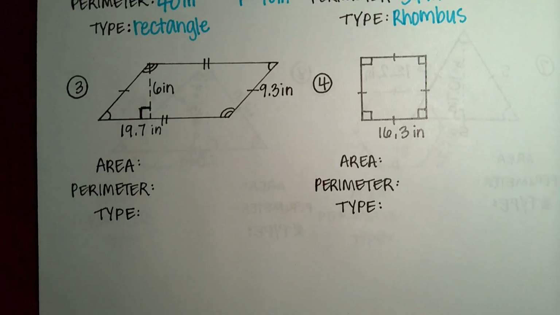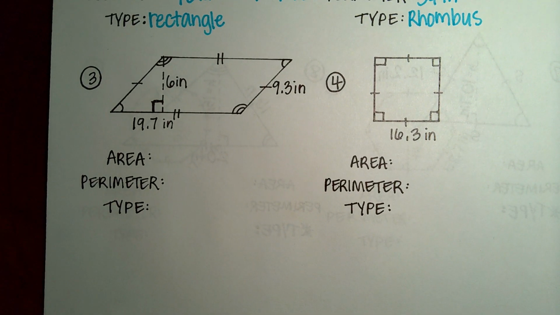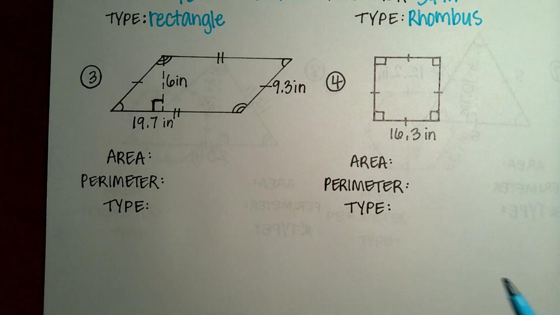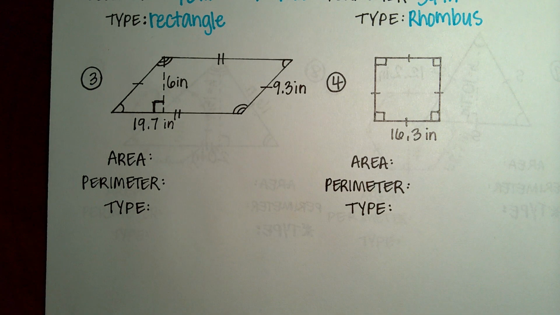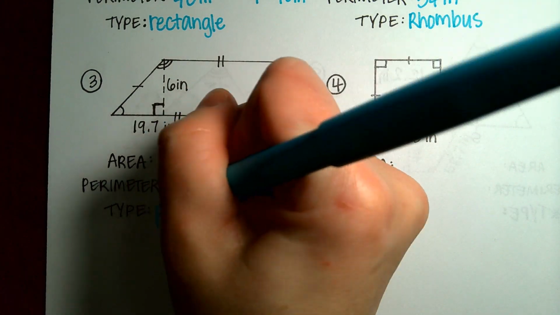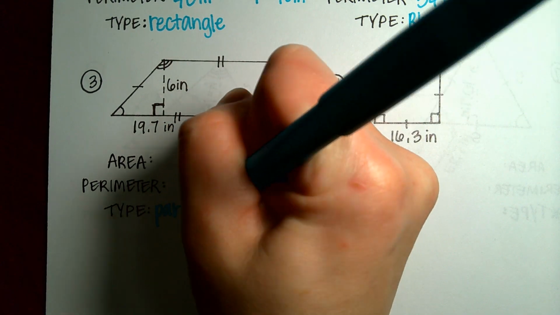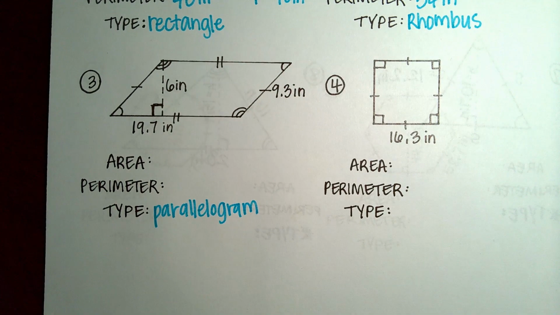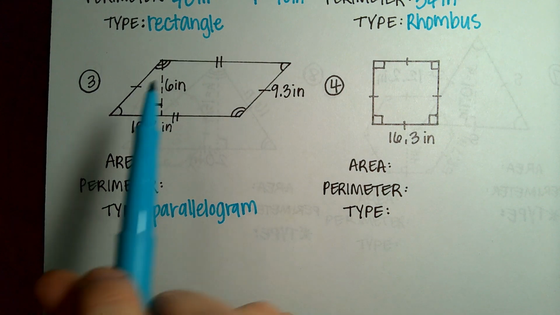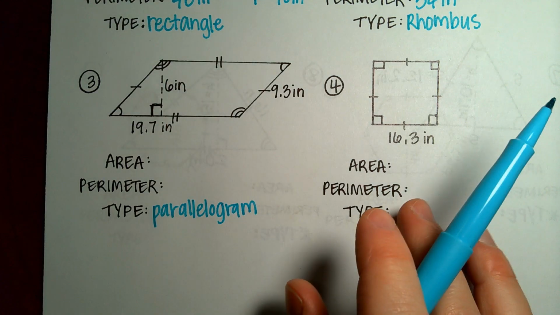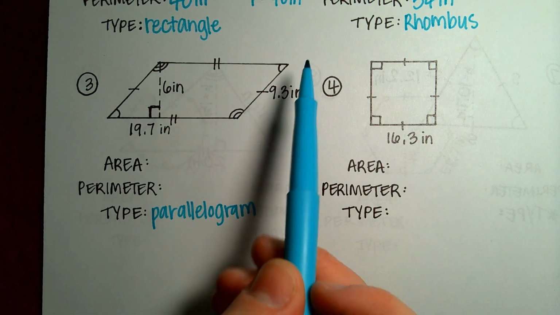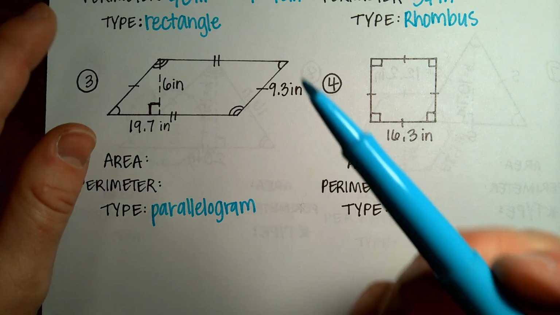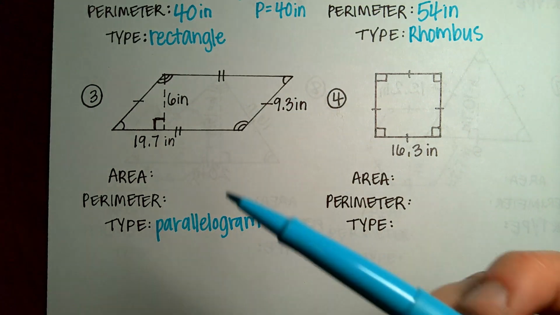Hey, let's look at number 3. What type of quadrilateral do we have here? Parallelogram. How did you know it was a parallelogram? Well, they're all parallelograms, but it doesn't fit into any of the other categories, just the ordinary one. Perfect. You're exactly right. We know this one is just a parallelogram. It's not any more specific because it doesn't fit into the other categories.